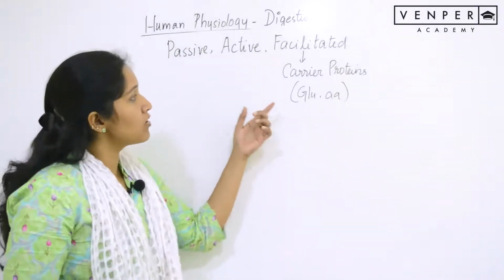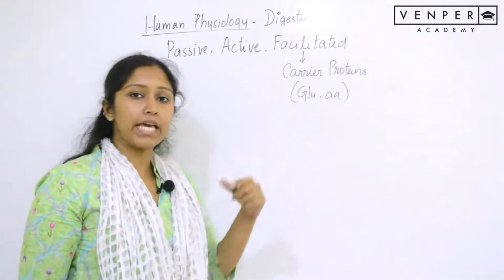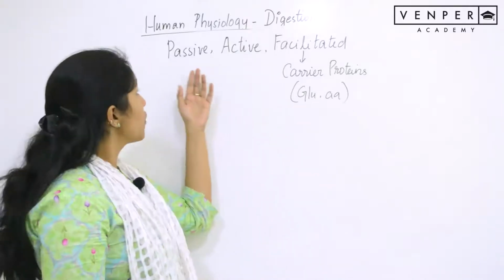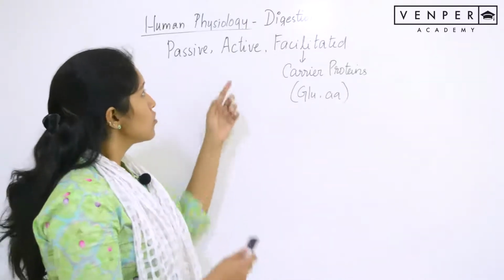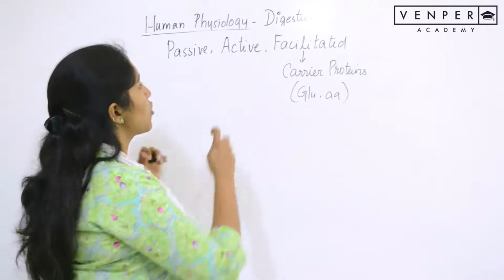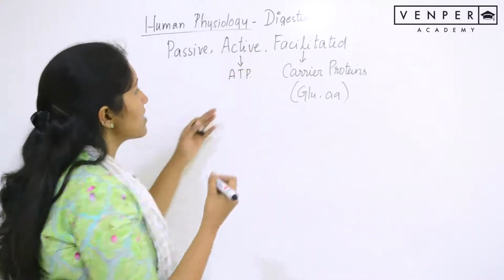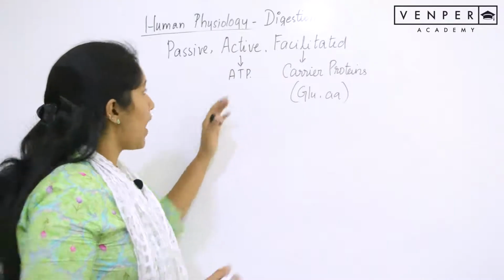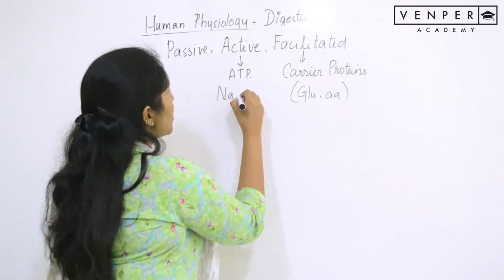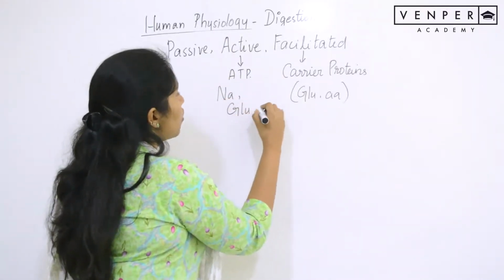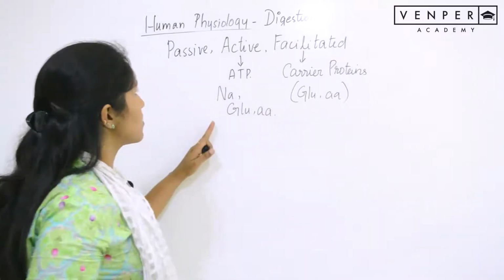Active transport involves the movement of molecules against their concentration gradient. We already saw passive is towards. So active transport requires energy in the form of ATP, and some of the molecules that are carried through active transport are sodium, glucose and amino acids.